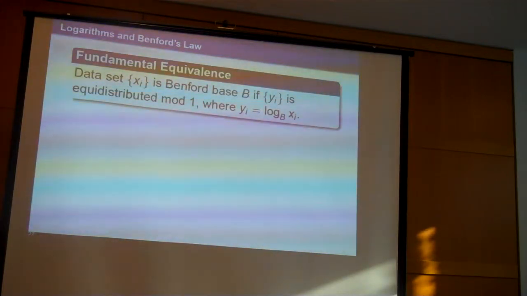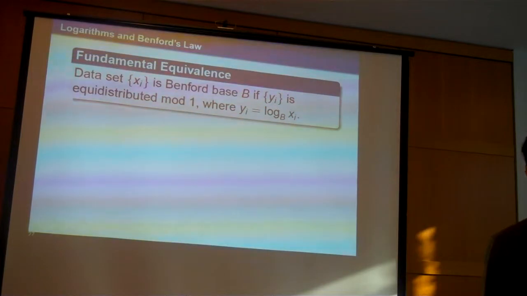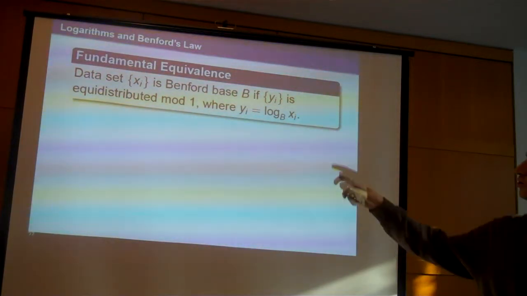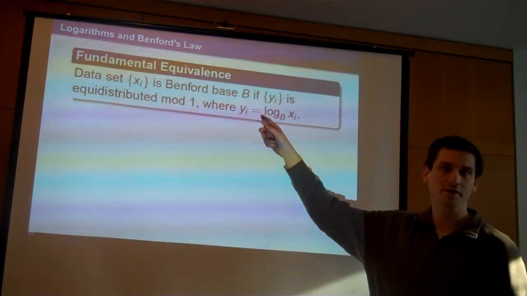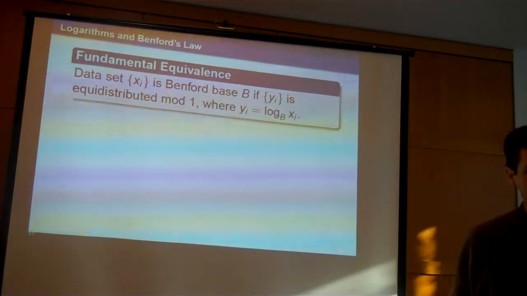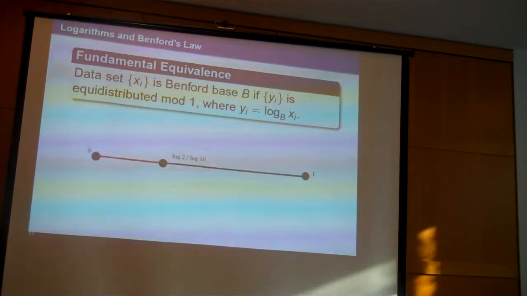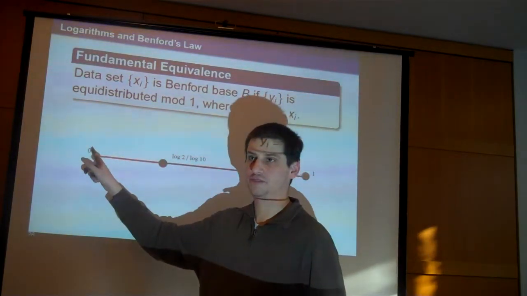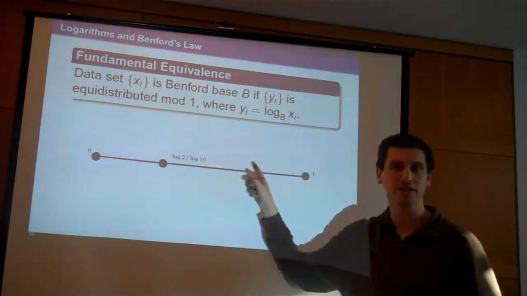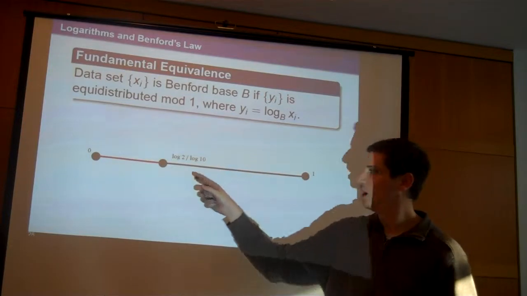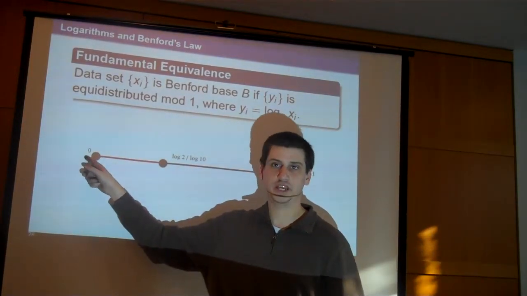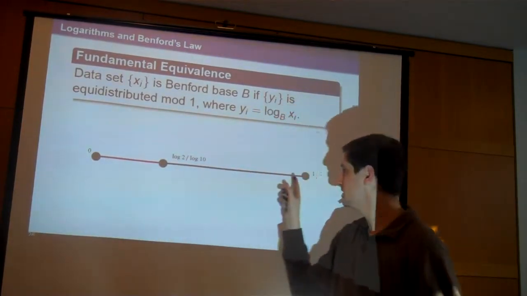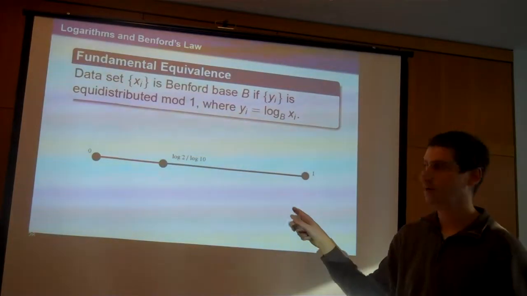So a data set is Benford. It has this bias to having a leading digit of 1 if its logarithms mod 1 are uniformly distributed. And so the question is, why is this true? When I look at the fractional parts of the logarithms, they live between 0 and 1. If I exponentiate 0, 10 to the 0 is 1, 10 to the 1 is 10.